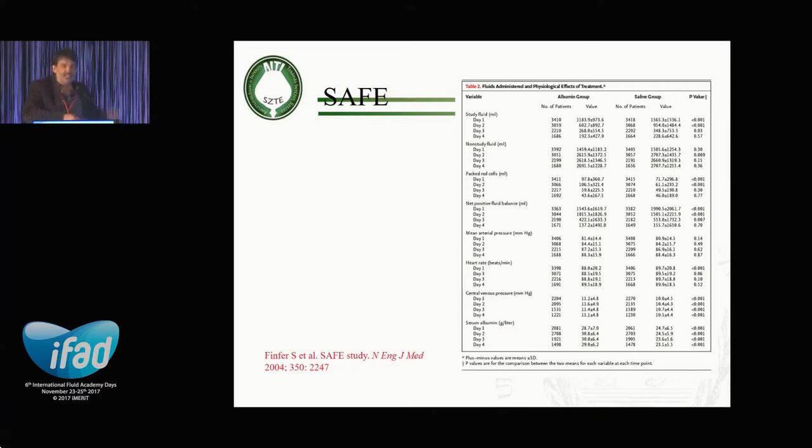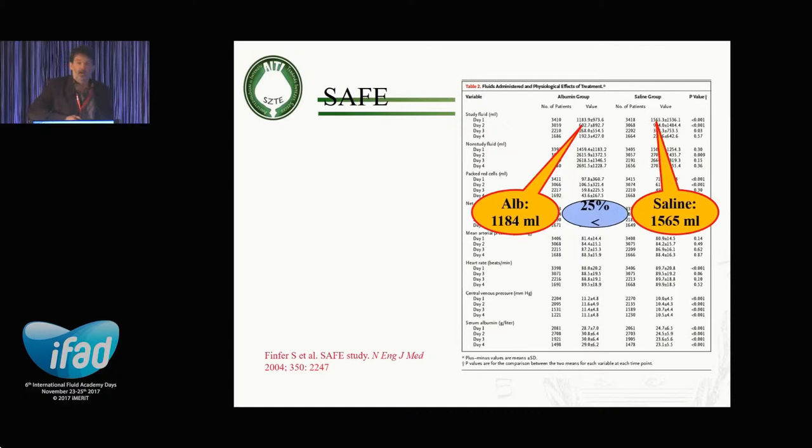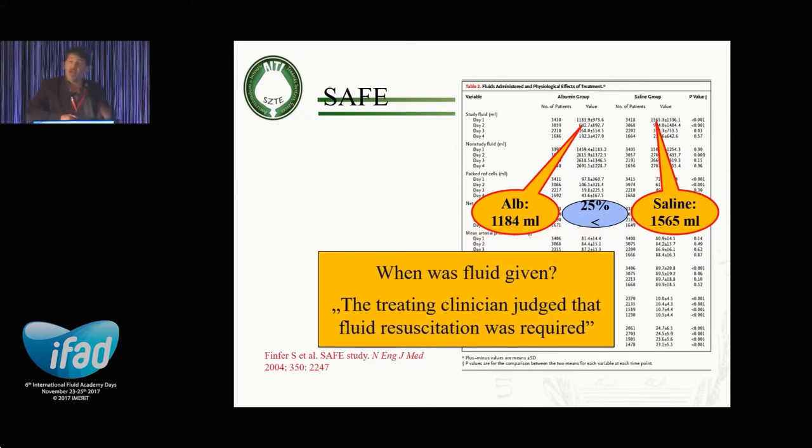This is the SAFE study, 7,000 patients in Australia and New Zealand randomized into an albumin and a saline group. There's nothing to do with the Starling principle. Only 25% more saline was given for resuscitating these critically ill patients. But you must read the paper, not just the conclusion. When you read the methods, when did they give fluid? When the treating clinician judged that fluid resuscitation was required. It was a gut feeling, okay?